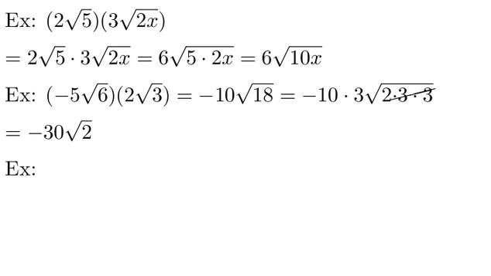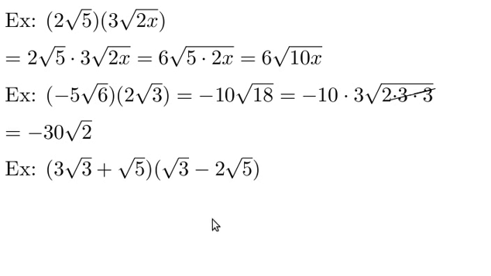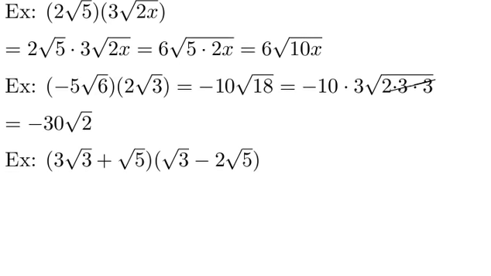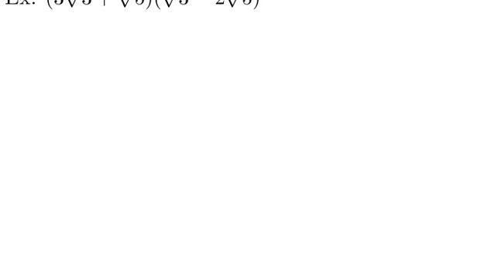So we're going to have 3 root 3 plus root 5, all of that times square root of 3 minus 2 square root of 5. Let me start this over. 3 times the square root of 3 plus root 5, all times root 3 minus 2 root 5. Okay, so in this case, remember, let's scroll down a little bit.